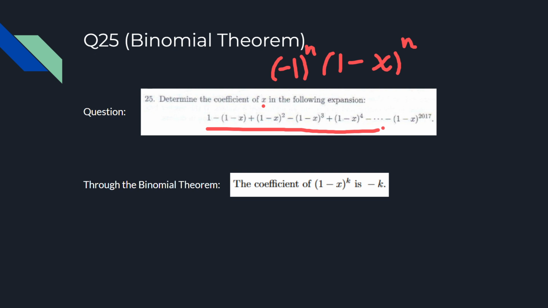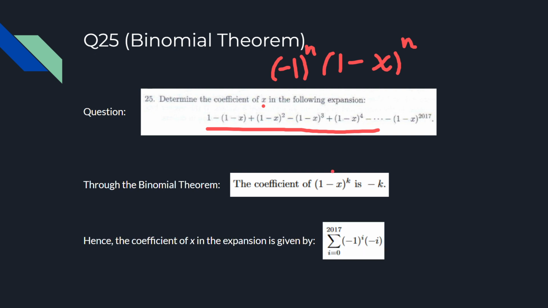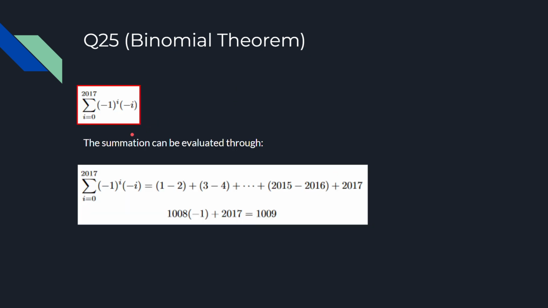So you realize that the coefficient of 1 minus x to the power of k is equal to minus k. Hence, the coefficient of x in the expansion is given by this summation over here. And you realize that it can be very nicely evaluated through this. You simply sum 1 minus 2, 3 minus 4, and so on and so forth. All of these individual sums evaluate to -1, and then you multiply it 1008 times to obtain -1008. You sum it to 2017, and you get 1009.